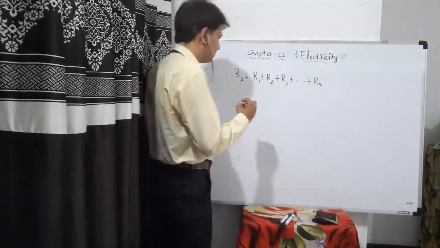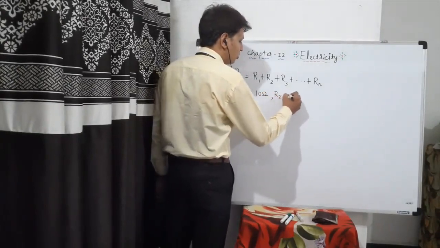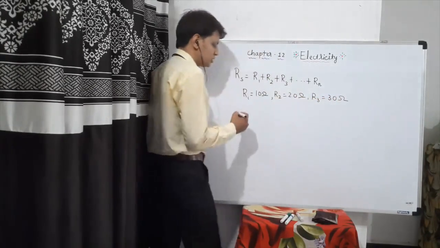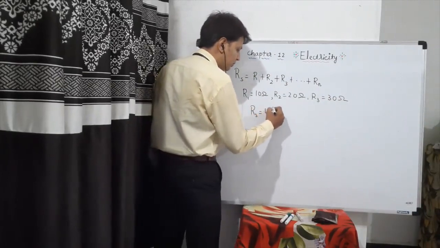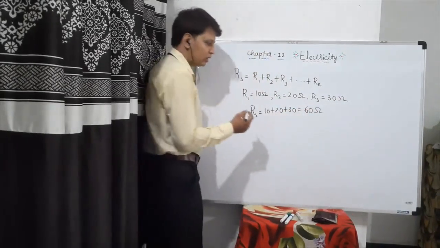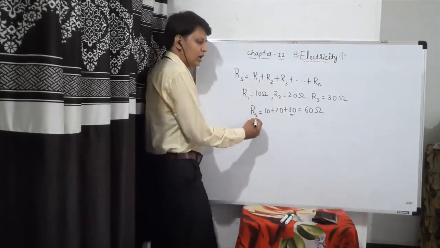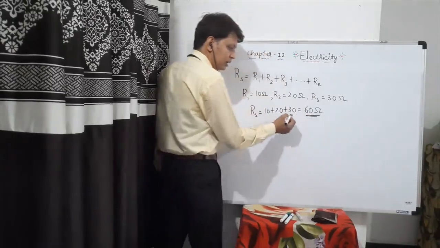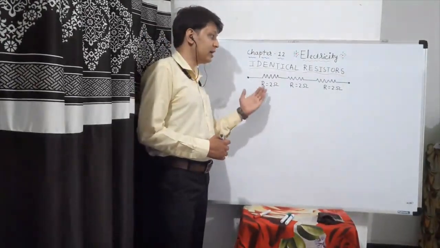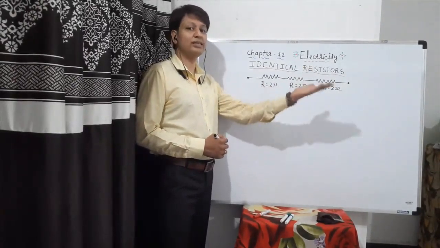Let us take one example. If 3 resistors are connected in series, one of 10 ohm, the other of 20 ohm, and the third one of 30 ohm, then the answer will be 10 plus 20 plus 30, that is equal to 60 ohm. Now you will notice that if 30 is the largest resistor which we connected in series, our equivalent resistance will be greater than the largest resistance connected in series. If we are connecting identical resistors in series, it is very simple, 2 plus 2 plus 2, that is 6 ohm.